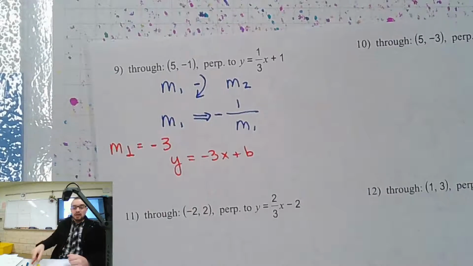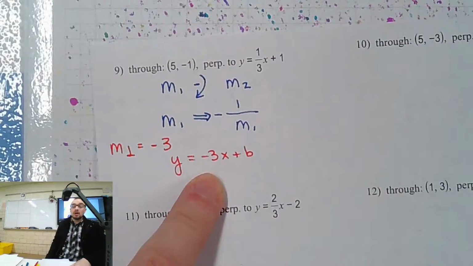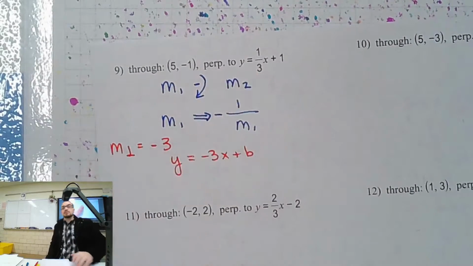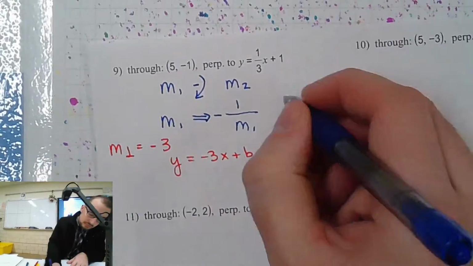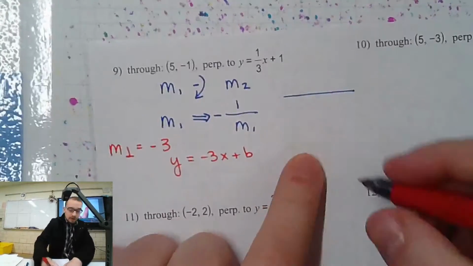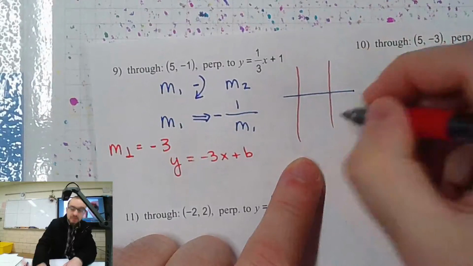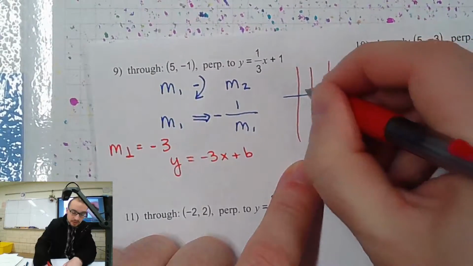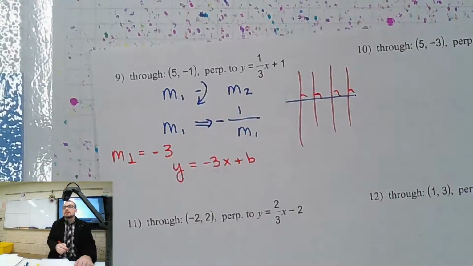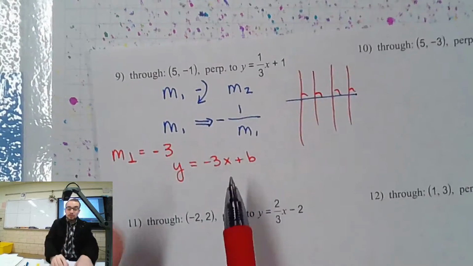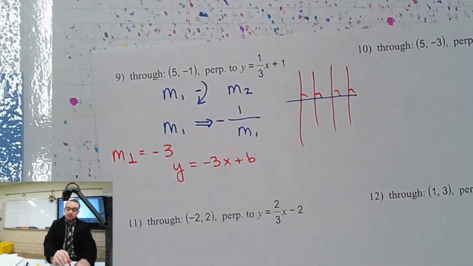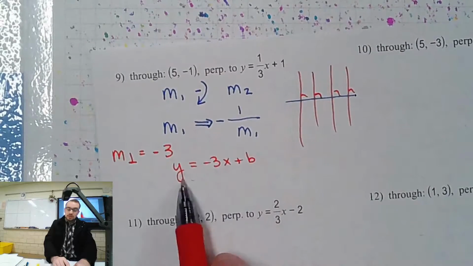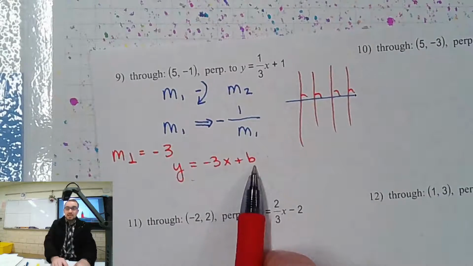Well, it depends. Right now, I have an equation that represents all of the lines that are perpendicular to this guy. And there's lots of them. If I were to draw a line, how many lines are perpendicular to this guy? Well, here's one. Here's another. Here's another. Those are all perpendicular. There's only one line that goes through this point and is perpendicular, though. So this represents all the possible lines, with any b value. We need to find that specific one.